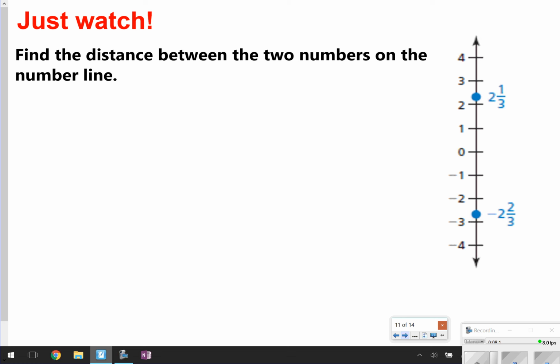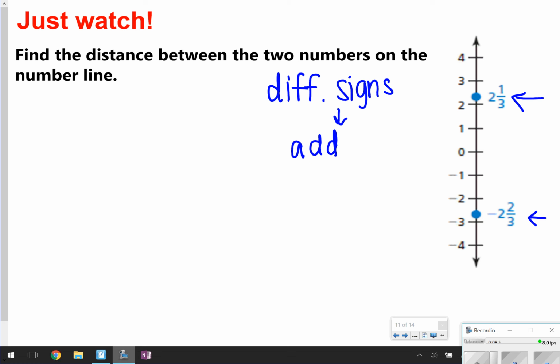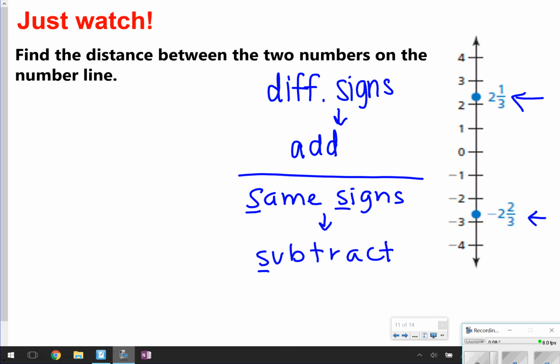The last part of our notes is we're going to figure out how to find distance between two numbers on the number line. If you look over here, you've got a number line of positive 2 1/3 and negative 2 2/3. If you have an occasion where you're trying to find the distance between two numbers and they have different signs, you're going to add them to find the distance between them. If you have numbers that have the same signs on a number line to find the distance between them, you will subtract. Same sign, subtract.